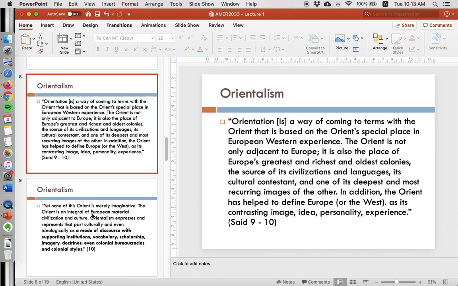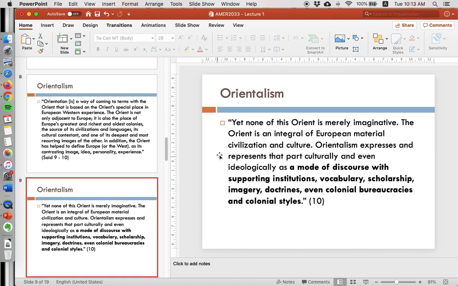All right. So, and then Said says, yet none of this Orient is merely imaginative. The Orient is an integral part of European material civilization and culture. So he's saying that the Orient is actually European. Okay? Orientalism expresses and represents that part culturally and even ideologically as a mode of discourse, with supporting institutions, vocabulary, scholarship, imagery, doctrines, and even colonial bureaucracies and colonial styles.